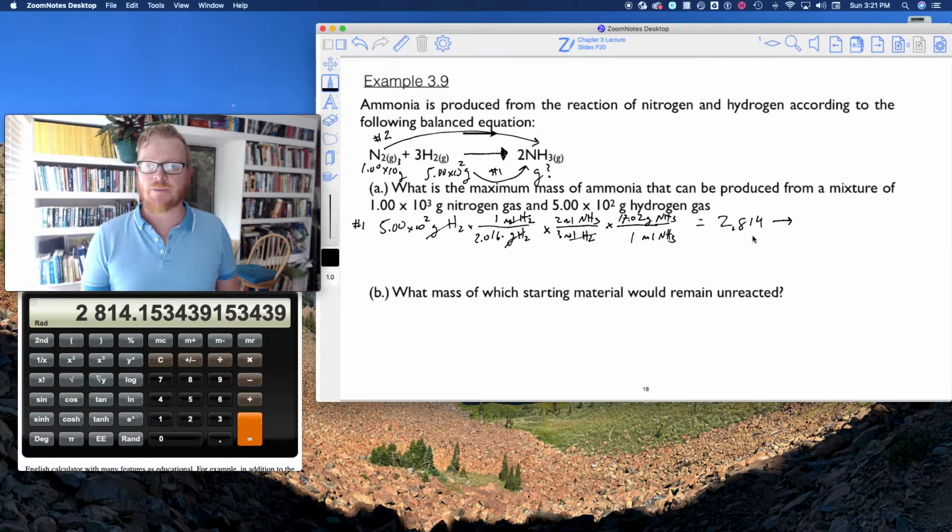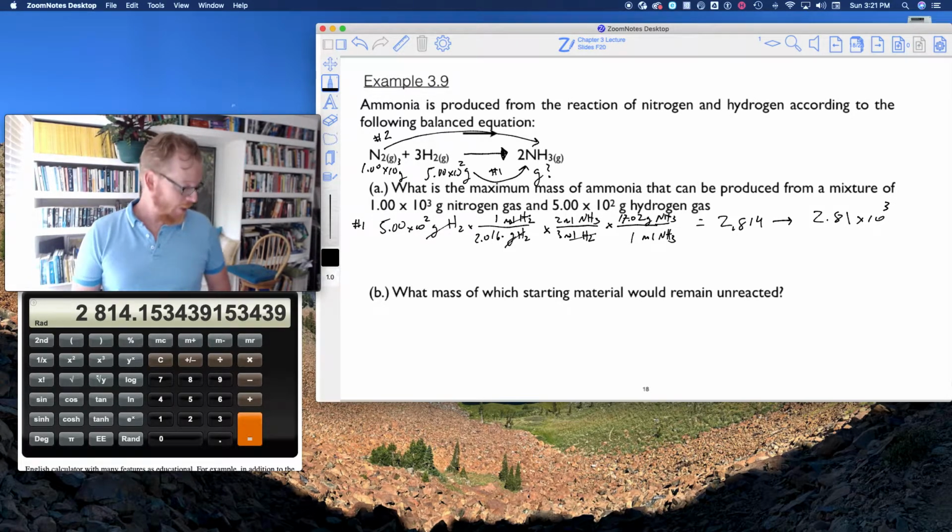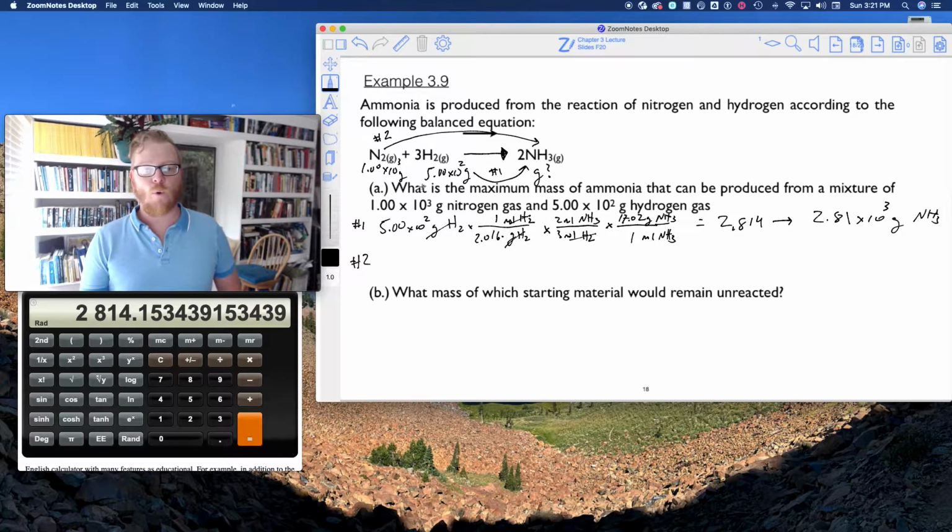So this is where I'm going to use scientific notation. I'm going to write 2.81, but I'm not going to write the 814, because 2.81 gives me my 3 significant digits, times 10 to the 3rd power, grams of NH3. Okay, so now let's do number 2. We started with the hydrogen, now let's start with the nitrogen. So 1.00 times 10 to the 3 grams of nitrogen.